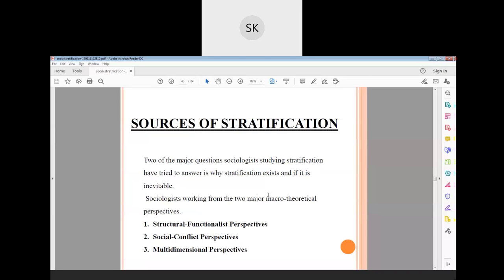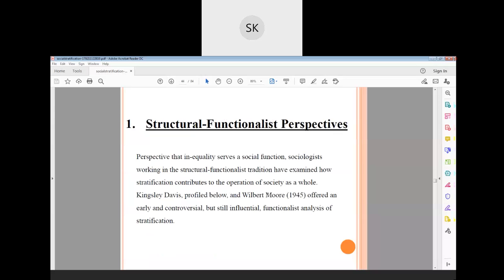So there are sociologists working from two major macro theoretical perspectives. One is the structural functionalist perspective that we have already seen in the first unit. Under that there are many authors and how they described it. We discussed all these things in the first unit, right? There is also the social conflict perspective, at the society level, the structural level, the institutional level, the multidimensional perspective. How the stratification sources come from these, we will explain one by one.